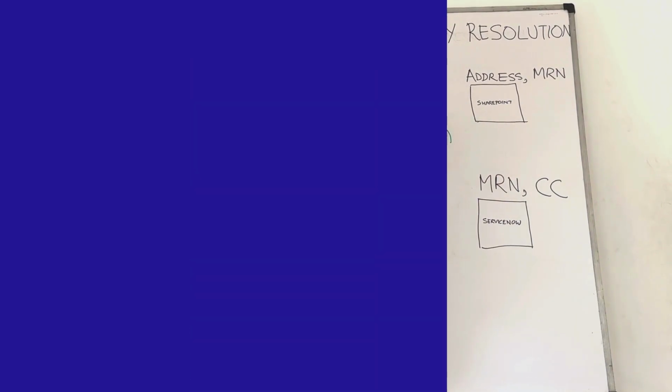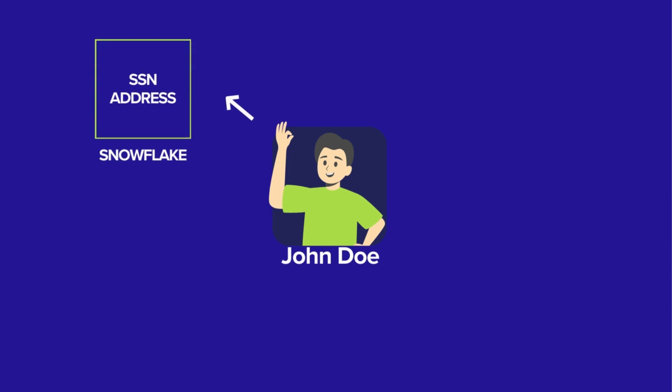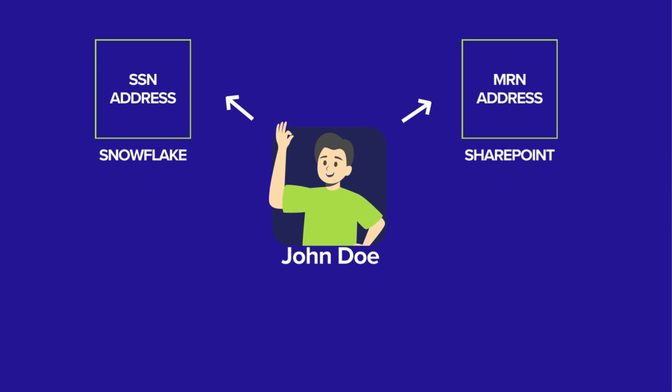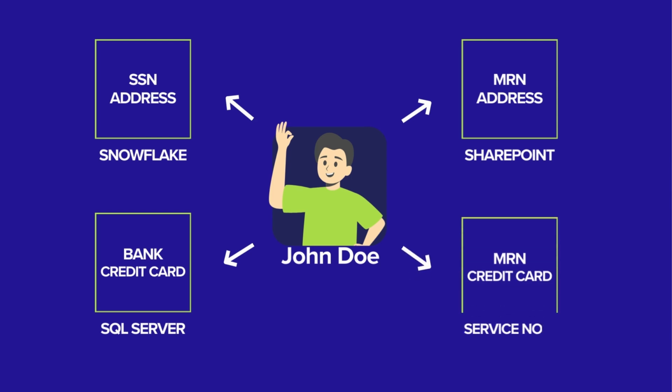Let's say John Doe. What it actually shows you is that John Doe has their SSN and address within Snowflake. John Doe's address and medical record number is detected in SharePoint. Similarly, credit card and account number of John Doe belong in SQL Server. And within your ServiceNow tickets, you've got medical record number and credit card of John Doe.